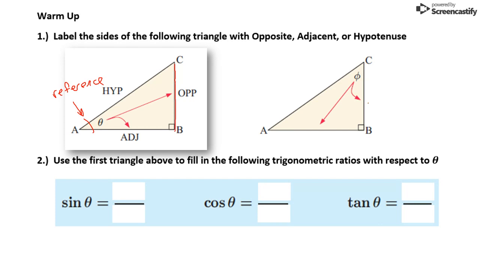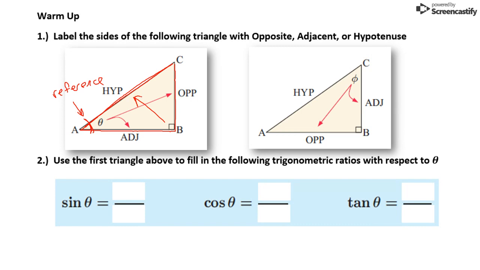The adjacent side, you can think of it as one of the sides that creates the reference angle. It's the side that is not the hypotenuse, right? So the hypotenuse is always the side opposite the right angle. In the second triangle, those sides switch around a little bit when we change the reference angle. The hypotenuse does not, but the opposite side does and the adjacent side does in reference to angle C.